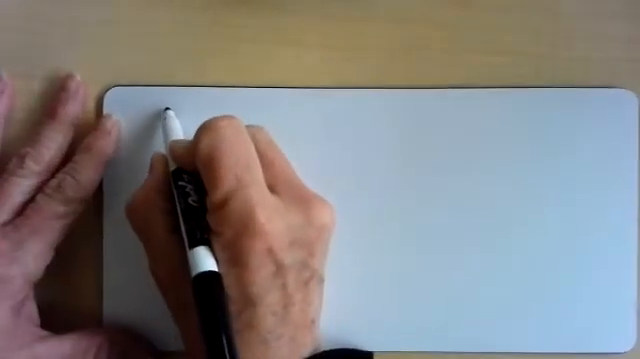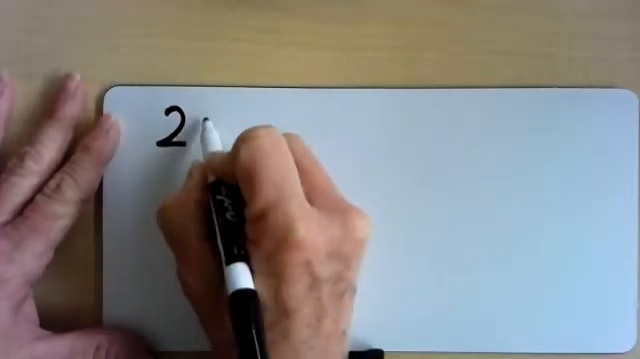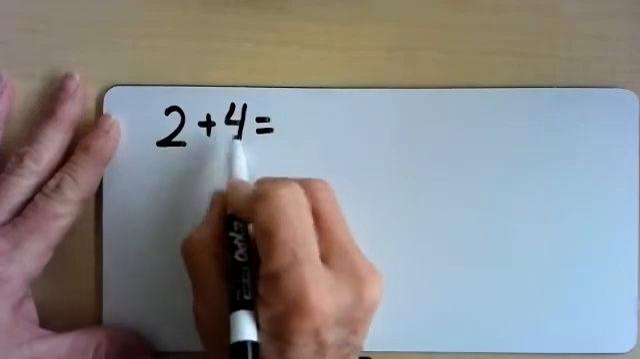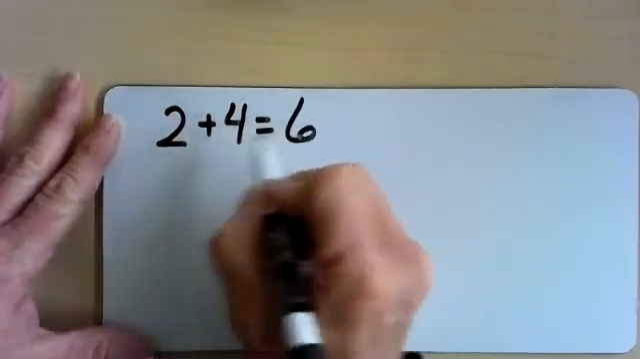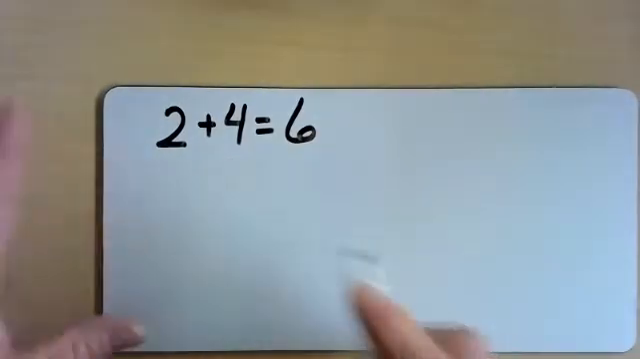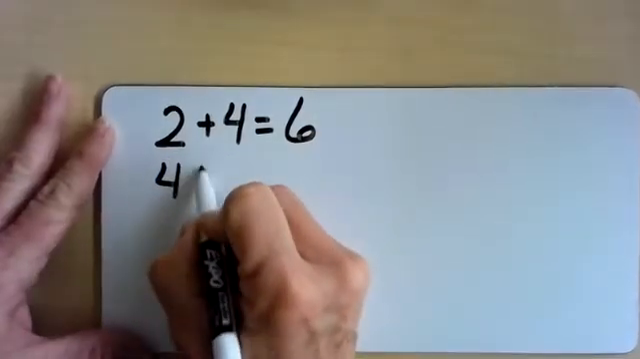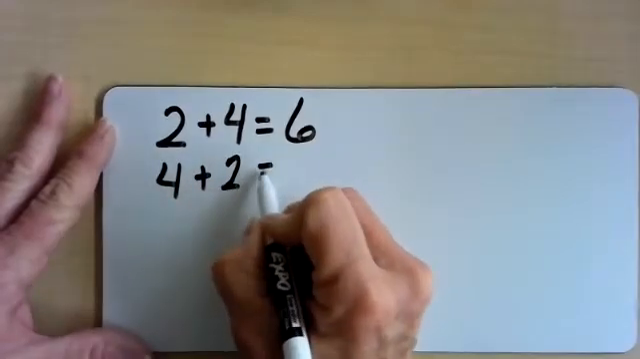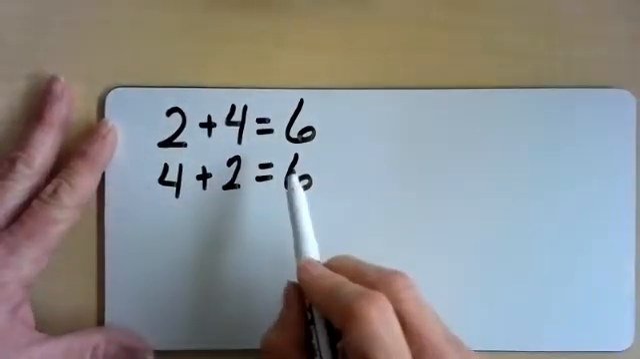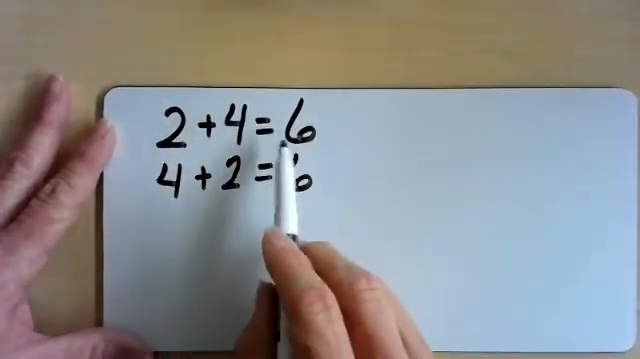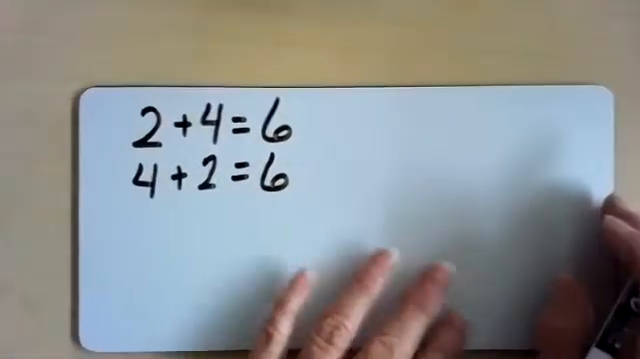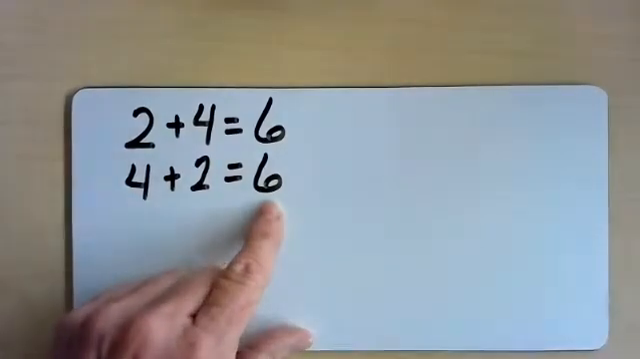So let's say I have the numbers 2 plus 4, and I know that 2 plus 4 equals 6. Now I can take those two numbers and swap them and say 4 plus 2 equals 6. So this is part of my fact family. I have two addition problems using the same numbers.